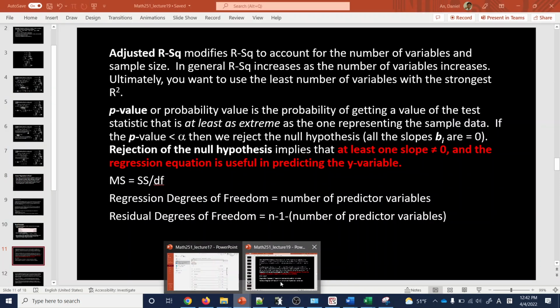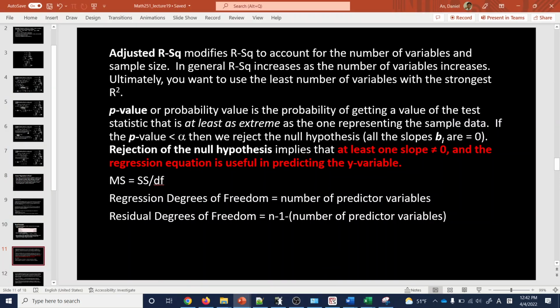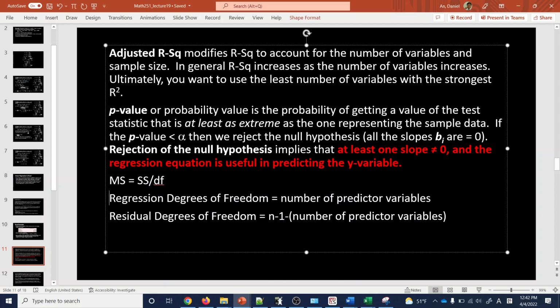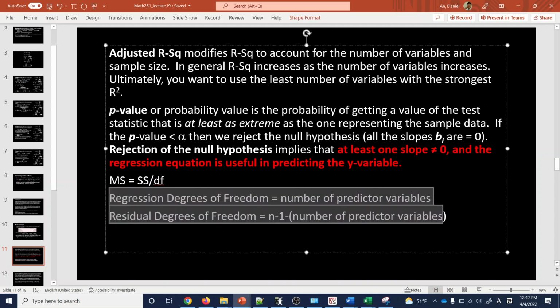So let me go back. Oh, and then this mean squared is defined as the sum of squares divided by the degrees of freedom. Okay, so these are pretty important formulas because sometimes from these you have to know the n value. So I might not give you the total spreadsheet. I might only give you a portion of the spreadsheet, and you have to figure out the n value. And so these are very important.